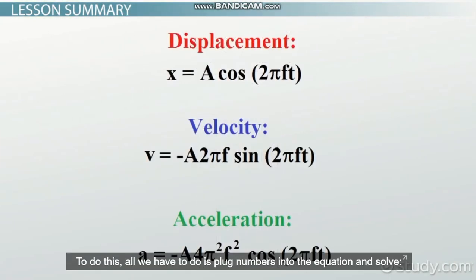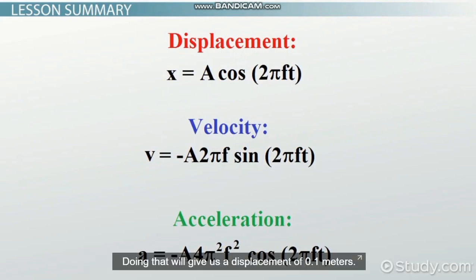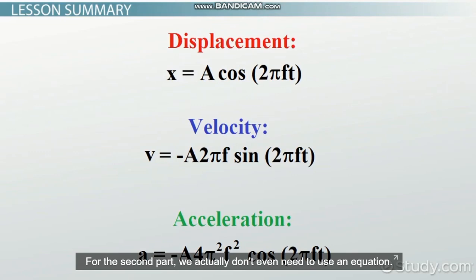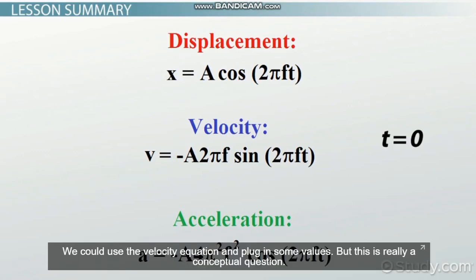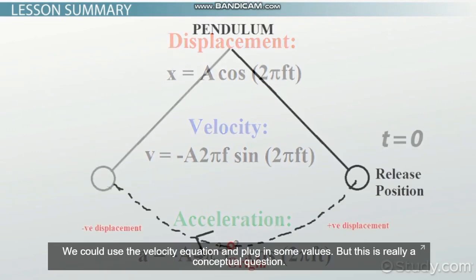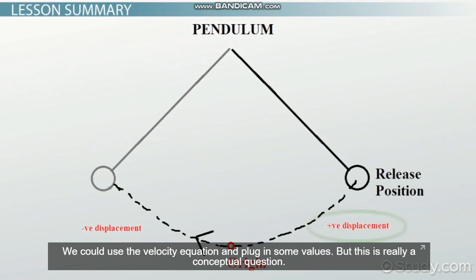These three graphs and equations describe the displacement, velocity, and acceleration of an object undergoing simple harmonic motion. They assume that when you start the stopwatch at t equals 0, the pendulum is positioned off to the right-hand side with a positive displacement.